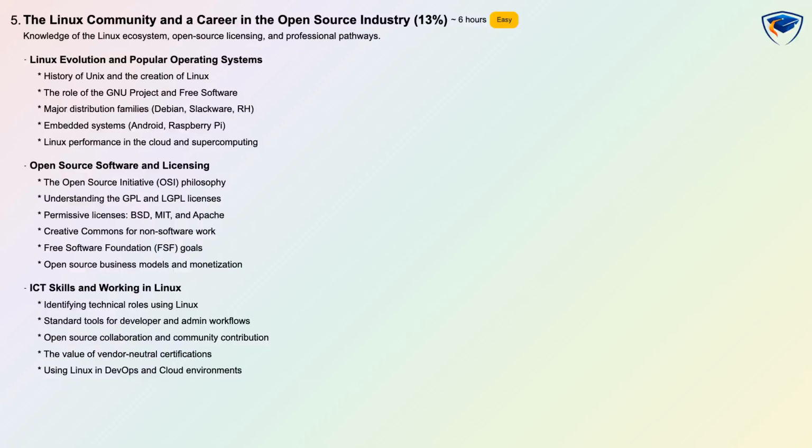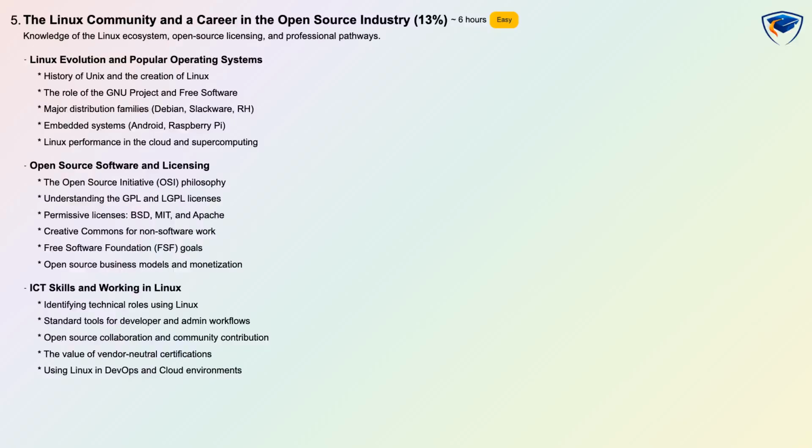The Linux community and a career in the open source industry is 13%, rated easy with about 6 hours of conceptual and scenario-based study. This domain covers the history of Unix and the creation of Linux, the role of the GNU project and the free software movement, and the landscape of major distributions and embedded systems.